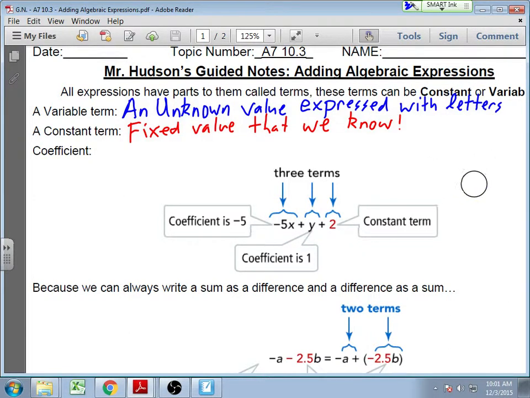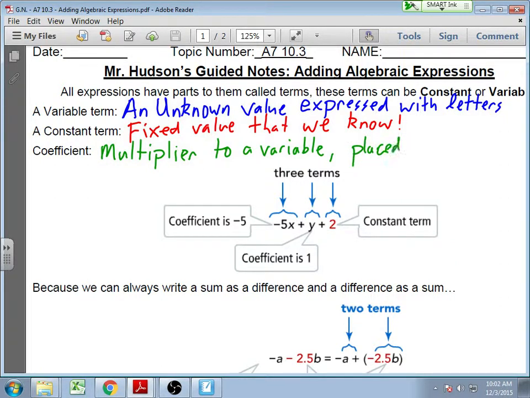Yeah. So a coefficient is a multiplier, M-U-L-T-I-P-L-I-E-R, to a variable. Commonly, it's in front, or we can just say placed directly in front.